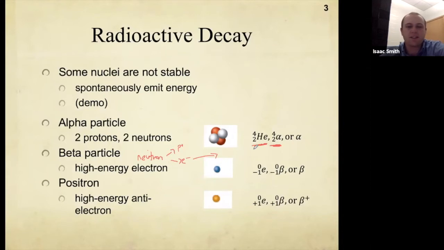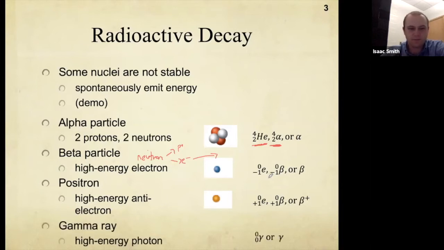And then a positron is a high energy anti-electron. You can think of it as the opposite of what's happening here. You can see that you actually have a +1 in the symbol here. These numbers will make sense later when we talk about the nuclear reactions, so I might wait till then to explain them more. And then the gamma ray is just a high energy photon. Photons don't have any mass, so their symbol is generally written with a gamma, with the 0, 0.